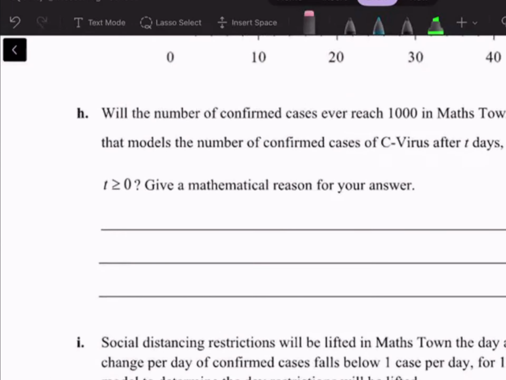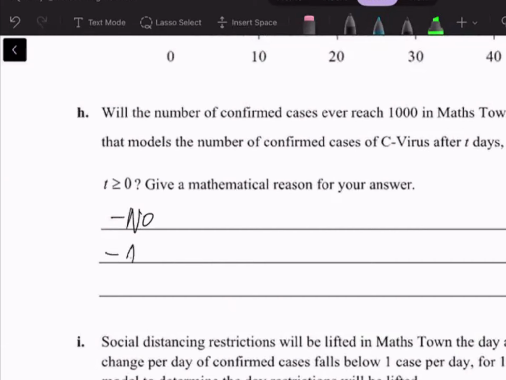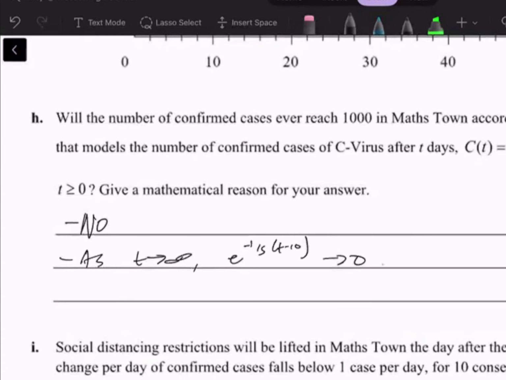So for this question, now you have to explain why the asymptote is there. So I chose to say, no, it will never reach 1,000, because as t goes to infinity, e to the negative 1/5 t minus 10 goes to 0. So that means C(t) goes to 1,000 on 1 plus 0. So hence it will approach 1,000 but never reach.